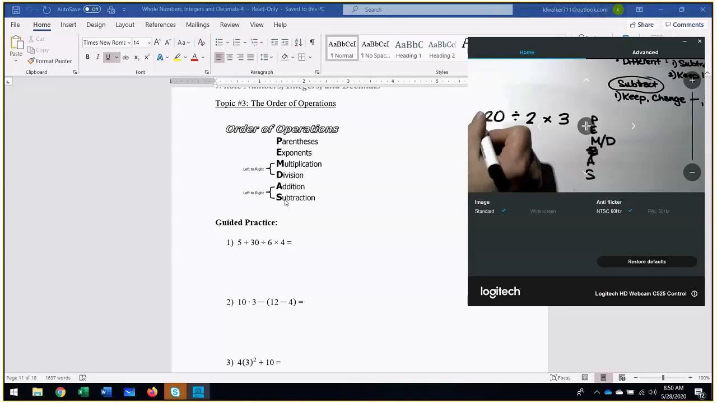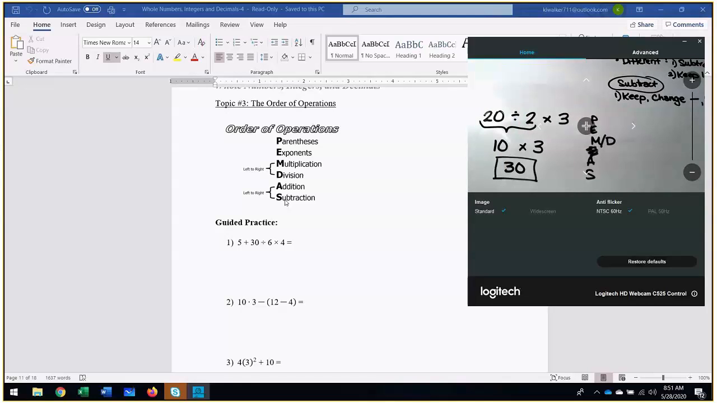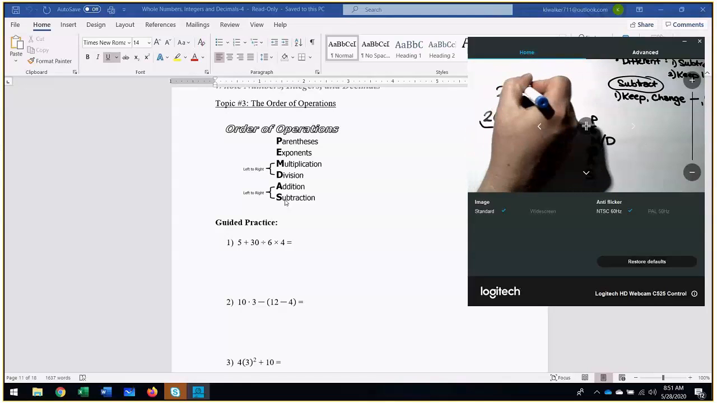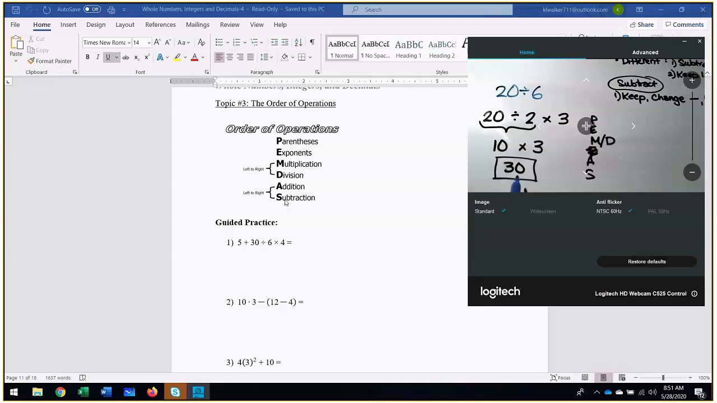So you're looking for whatever you see first to do it correctly. In this case, dividing is what you're supposed to be doing. 20 divided by 2 is 10. Then you multiply, and you would get 30. If you don't do it in this order and you do the multiplication first, you would have 20 divided by 2 times 3, which is 6. 20 divided by 6 is definitely not 30, and this answer would be wrong. So you got to be careful when you're doing that step. Like I said, that's the one that people mess up the most.